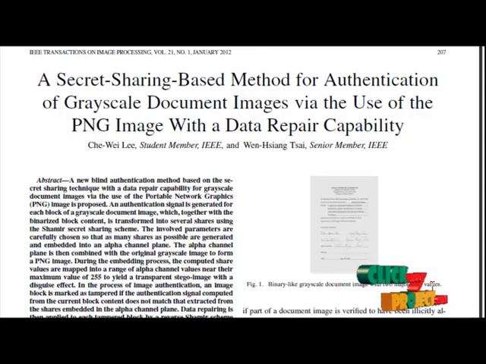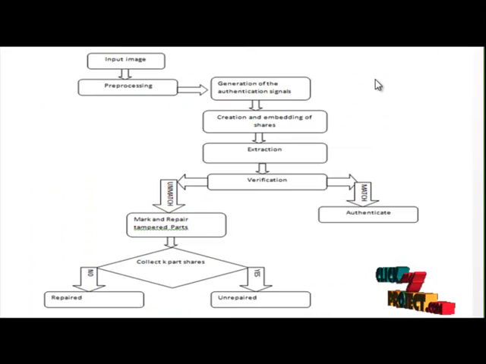It consists of the following stages. During the creation of the stego images: generation of authentication signals and creation and embedding of shares. The stego image authentication consists of the following steps: extraction of the embedded two representative gray values, verification of the stego image, and self-repairing of the original image content. This is the flow diagram for this process. First, use the input image as the document image.